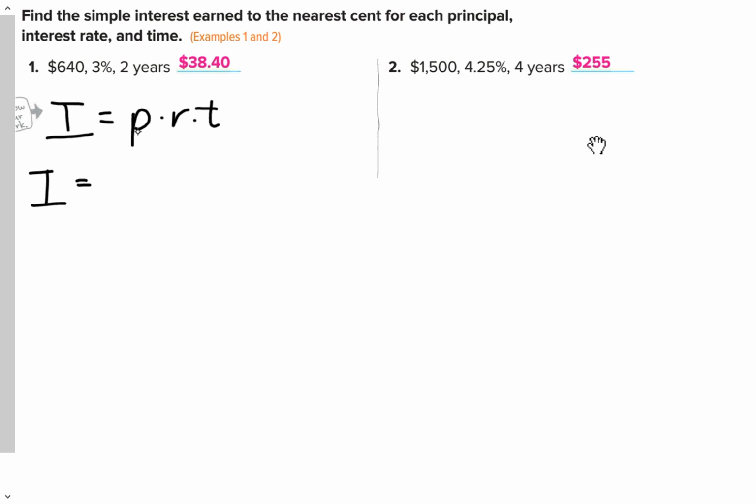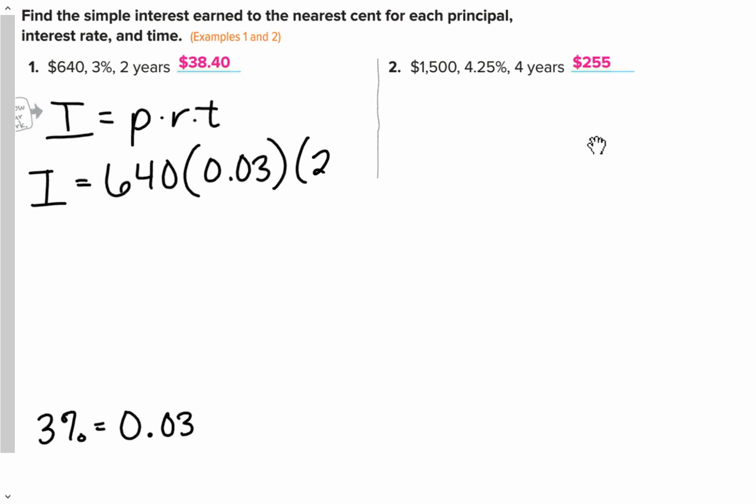Okay, so your principal is $640. 3%, just keep in mind, is 3 divided by 100, so that's 0.03. And we're going to multiply that times our time, which is always in years, and that's multiplied times 2. So that's going to equal $38.40.